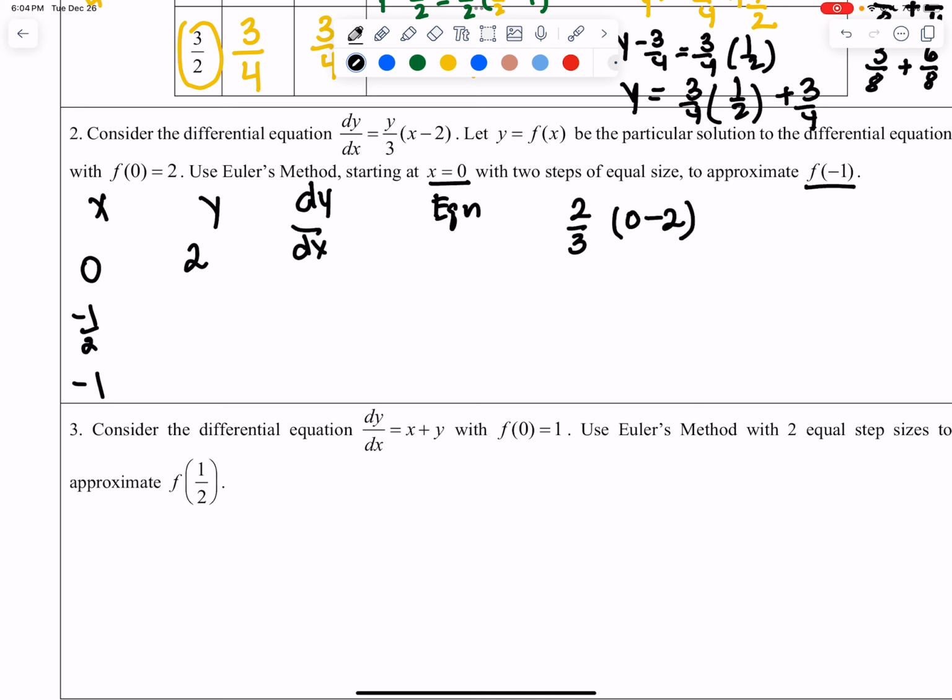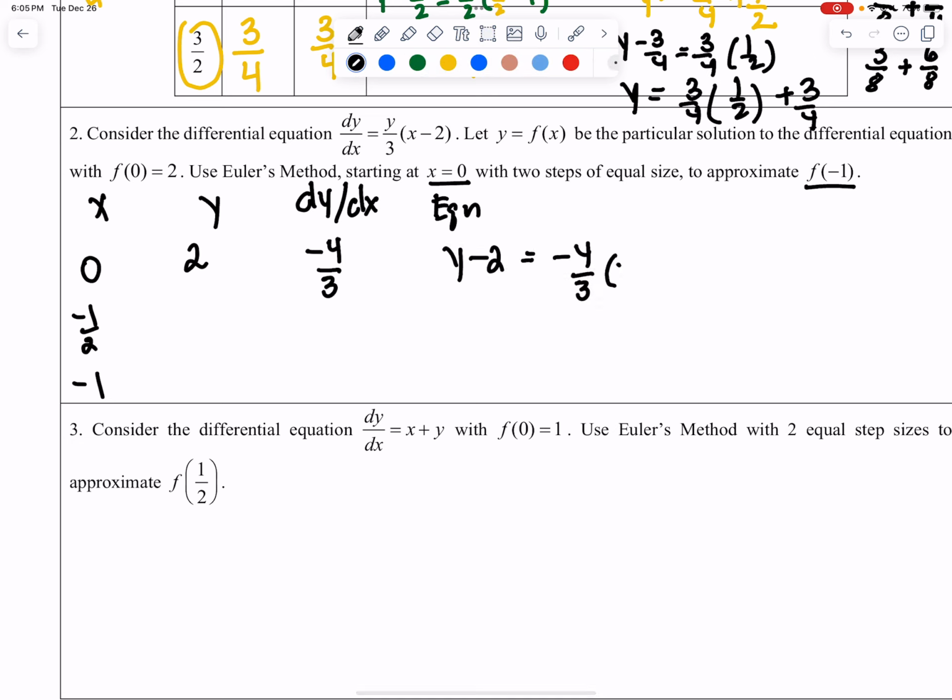So unfortunately, you do have to simplify to get your slope to make it pretty in terms of these types of problems. 2/3 times 0 minus 2 is -4/3. So that is my slope. The equation of the tangent line is y minus 2 is equal to -4/3 times x minus 0. All right.